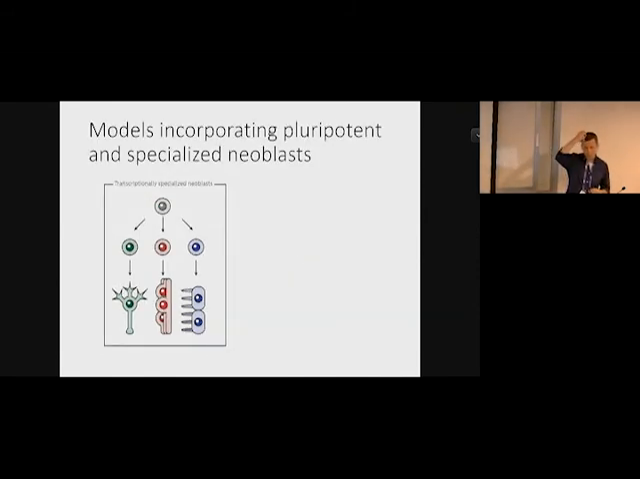And of course, we can modify our model and say that perhaps there are lineage-restricted neoblasts, but they are being fed by a pluripotent neoblast. That's fine. That's another good model.